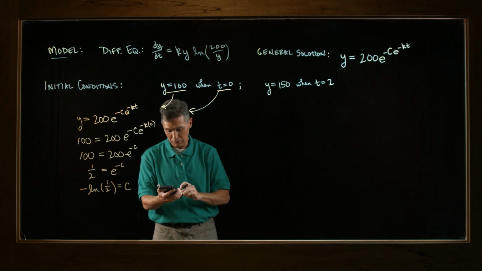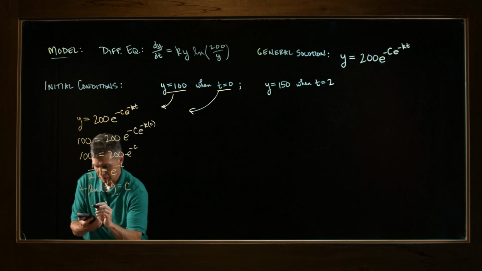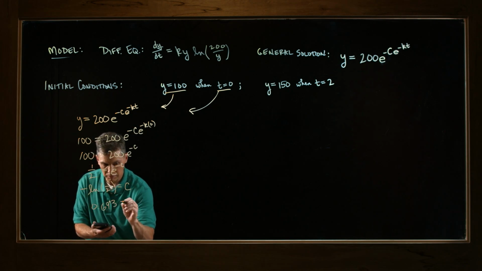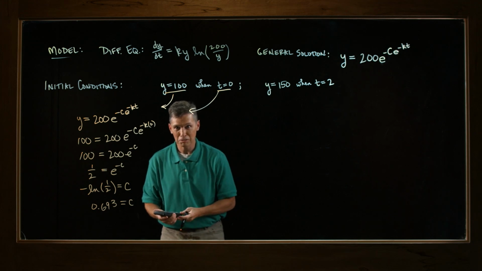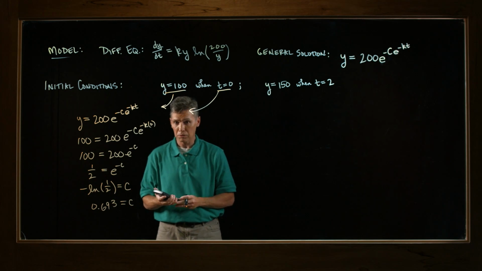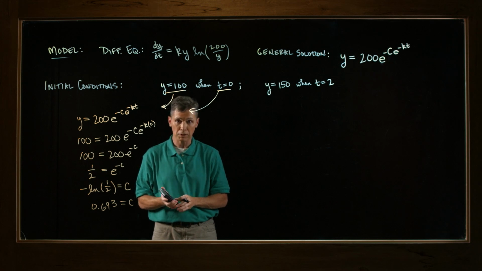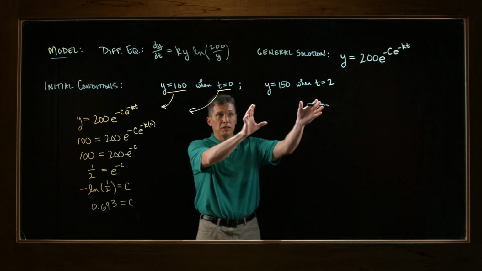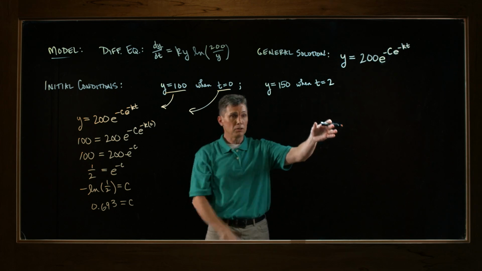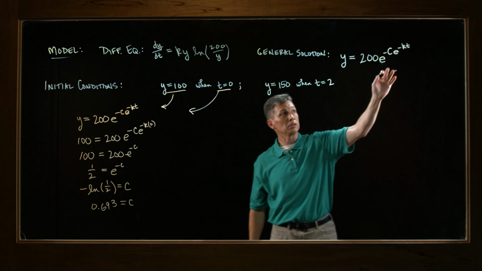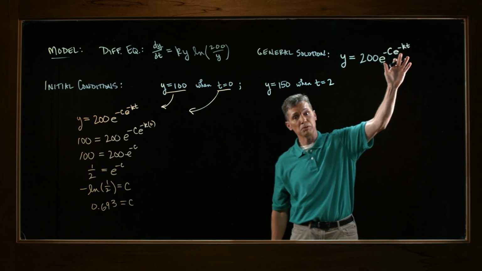We find the natural log of 0.5. I'm getting a negative 0.693. If you heard me say negative, there's a minus sign in front as well, so we'll end up with c being a positive 0.693. Keep the calculator handy. Now we're going to go to our second initial condition and use its information to find that specific value for k, the other parameter that we're missing.